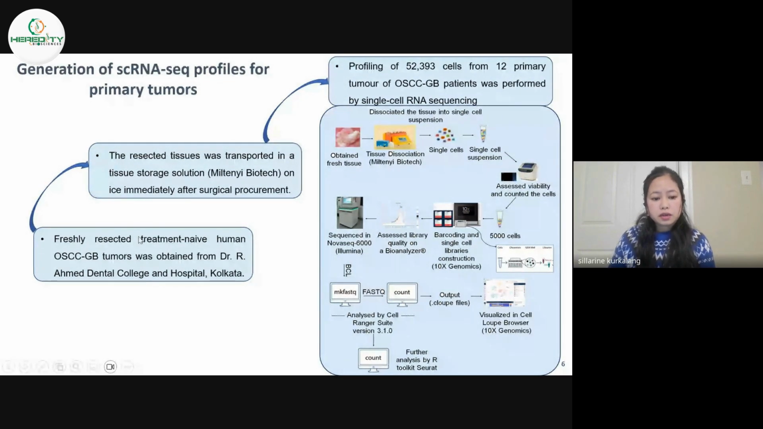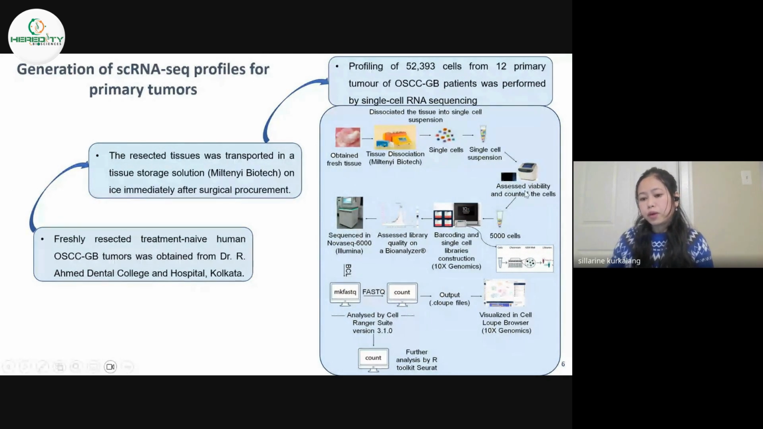After collecting the tumors, we immediately transported them in storage solution on ice to the lab. Once we reached the lab, we needed to dissociate the tissue so as to obtain single cells. After tissue dissociation, we got the single cells, and we needed to assess them for viability. Assessing viability means how many cells are live cells and how many are dead cells. So only those samples that contain more than 70% live cells can be processed further.